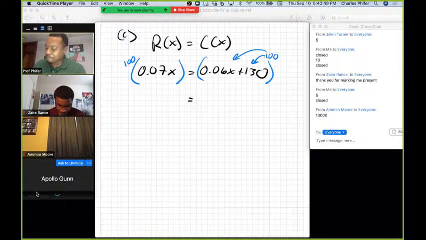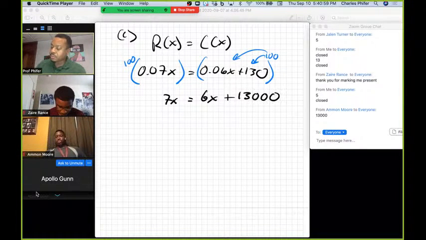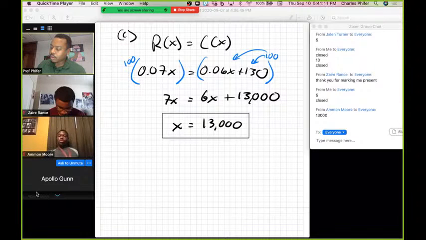Anyway. All right, so if we multiply both sides by 100, on the left we get 7x. Then we get 6x here. And we still have our 130 plus 2 additional zeros, right? So 13,000. We can subtract 6x from both sides. On the left, we get x. On the right, we get 13,000. That's it. Wham, bam. Thank you, ma'am. We are done right there.